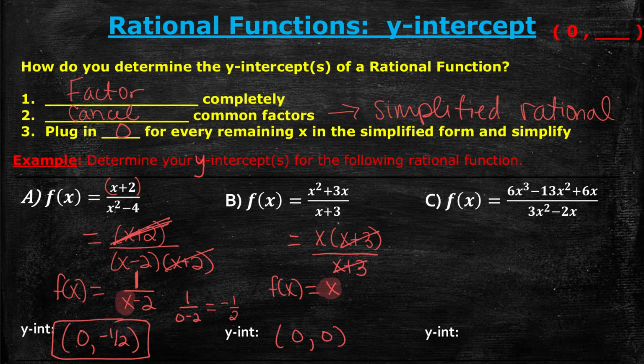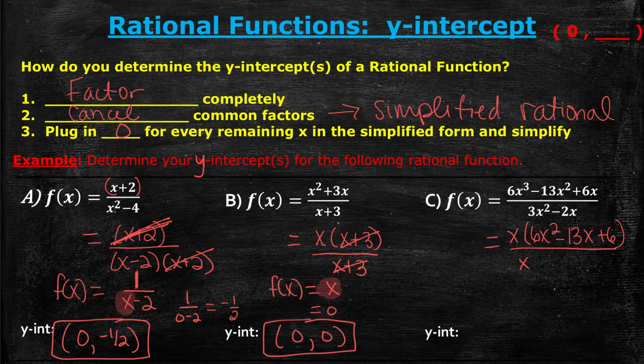We're going to plug in a 0 everywhere we see the x, so it's going to go in right there, which is going to give us a y-intercept of 0. Okay, so our y-intercept is 0, 0. Because after I plug in a 0 for x, you're going to see that that y value is also 0. All right, let's look at this next one. So I do have a GCF that I can divide out of that top, the numerator. I can divide out an x. I'll have 6x squared minus 13x plus 6 left over, all over, and this has a GCF of x times 3x minus 2.